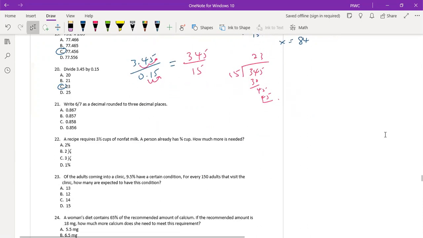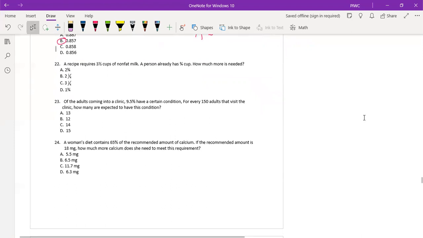For 21, that one you're going to divide 7 into 6. Okay, so if you do that, you come up with B. I believe you all had those questions correct. And in 22, say a recipe requires 3.5 cups of non-fat milk. A person already has 3/4 cups. How much more? So keyword, how much more? When you see how much more, then you have to think of subtraction. You're going to subtract somewhere.